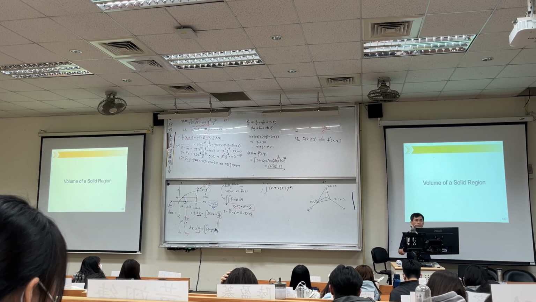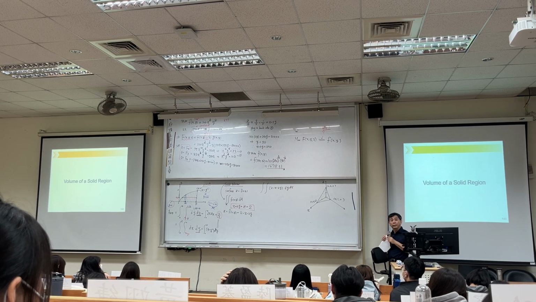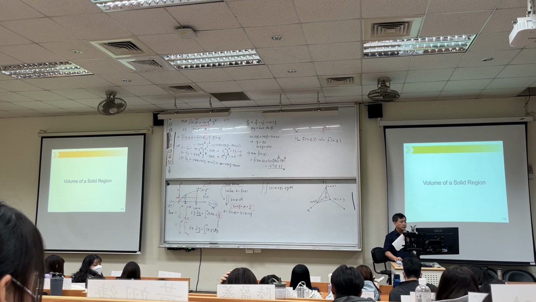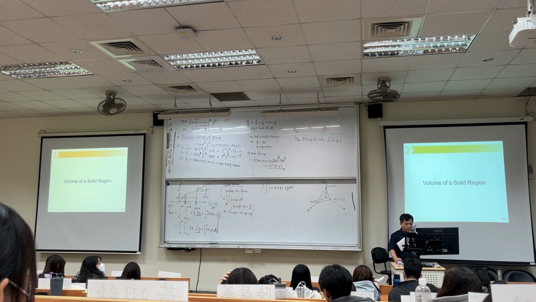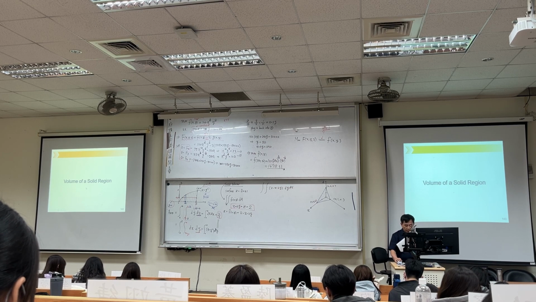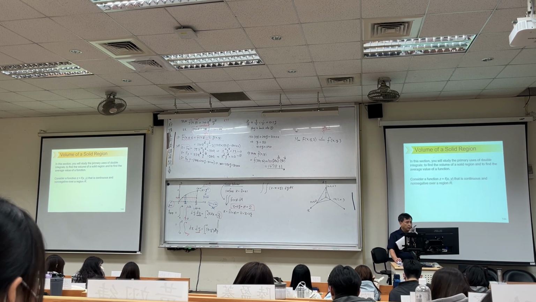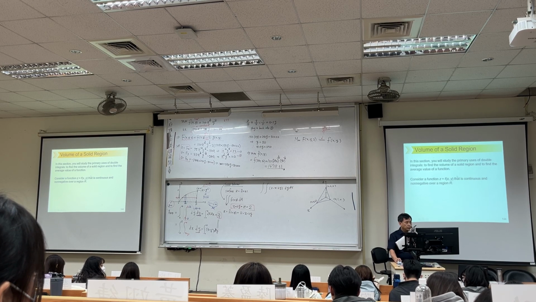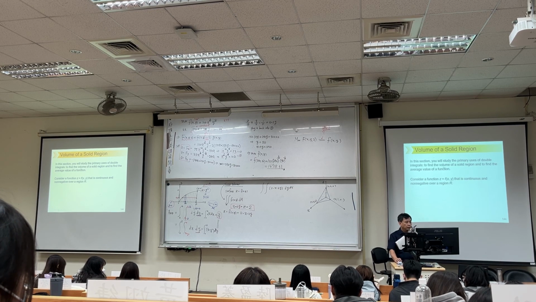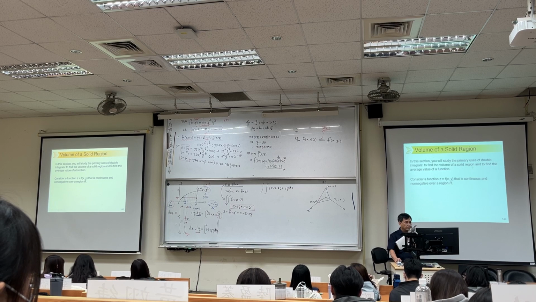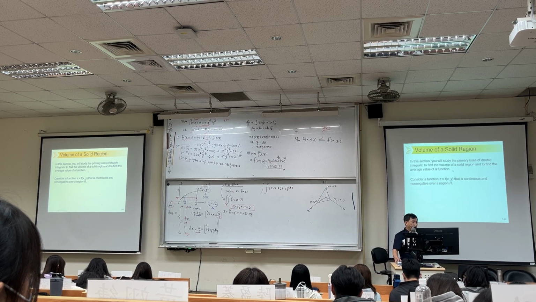Okay, the last section. 1 minute. The last section of chapter 7 is the volume of a solid region. Okay. We want to use the double integral to find the volume of a solid region. And also, at the end, we find the average value of a function.